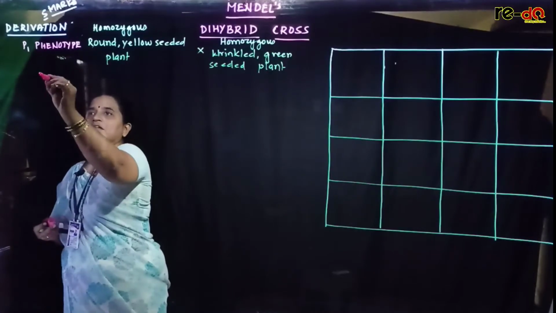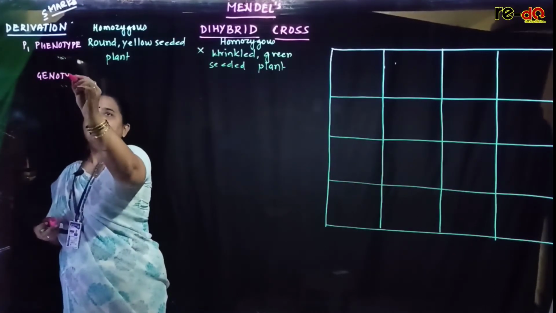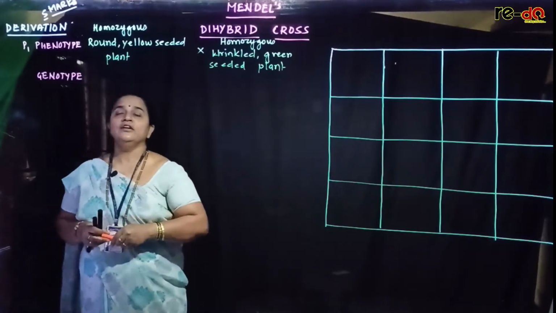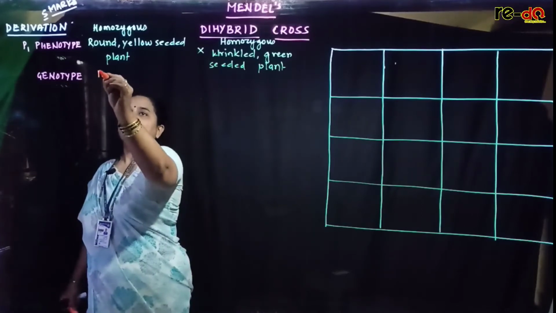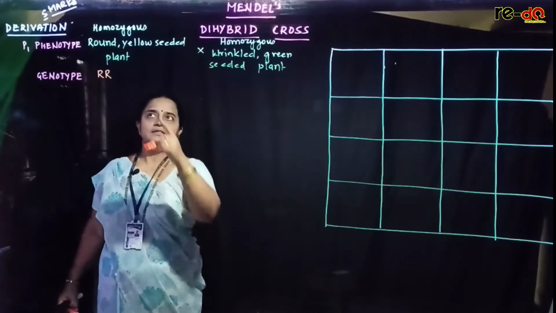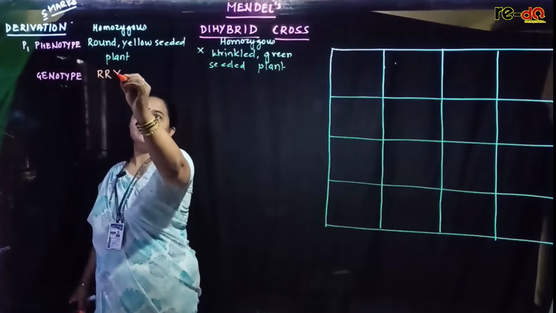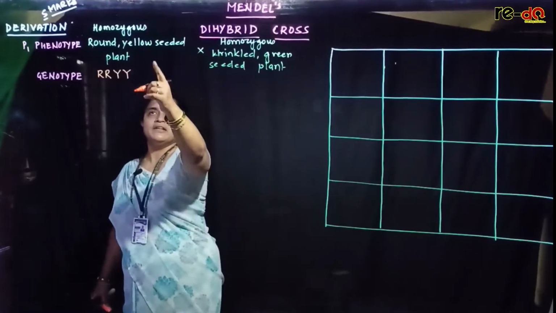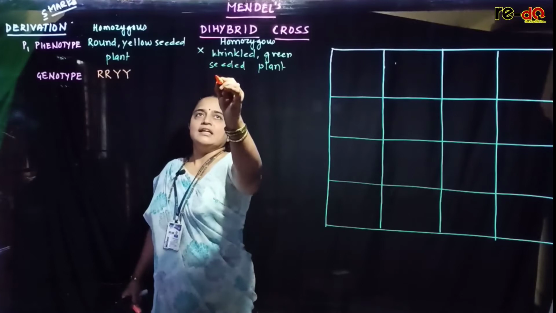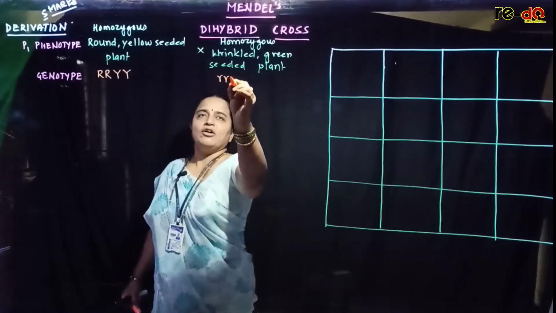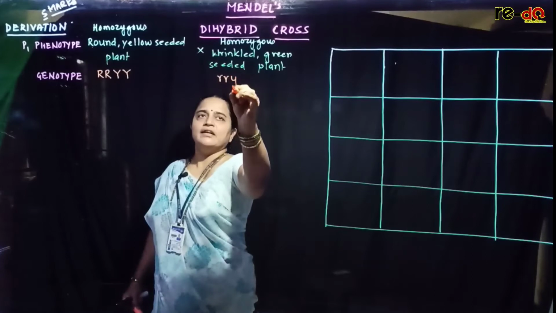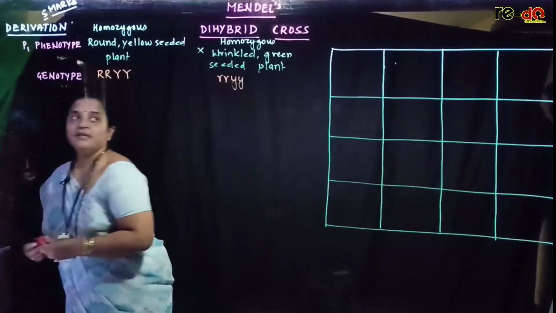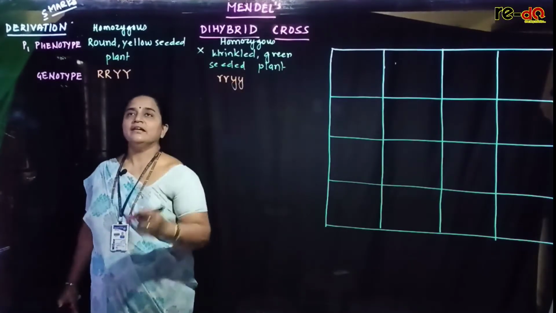So we need to write the genotype now. While writing the genotype, as we have taken 2 traits, it is necessary to write 2 pairs of alleles. Capital R represents the shape of the seed, that is round. As it is dominant, we need to write capital letters. Capital Y represents the yellow color of the cotyledons. Wrinkled is specified by small r because it is a recessive trait, and small y is considered as the recessive green color trait.